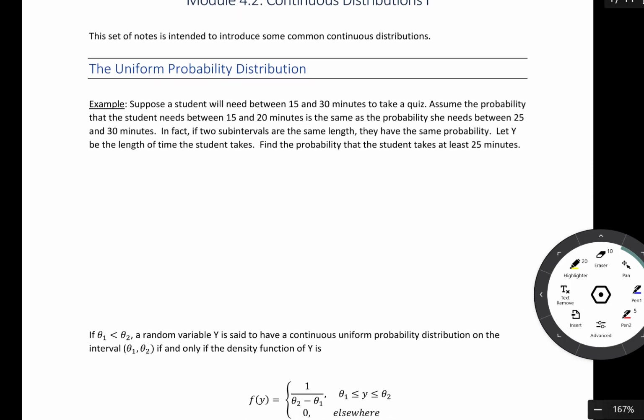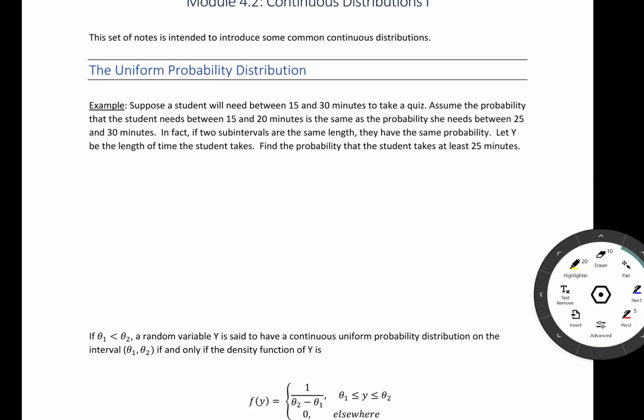Suppose a student will need between 15 and 30 minutes to take a quiz. Assume that the probability the student needs between 15 and 20 minutes is the same as the probability she needs between 25 and 30 minutes. In fact, if two subintervals are of the same length, they have the same probability. Let y be the length of time the student takes. Find the probability the student takes at least 25 minutes.